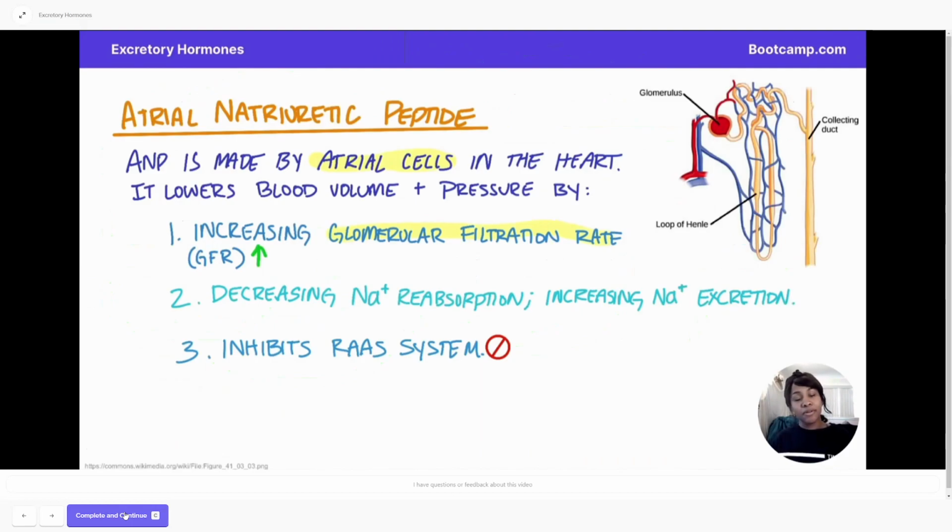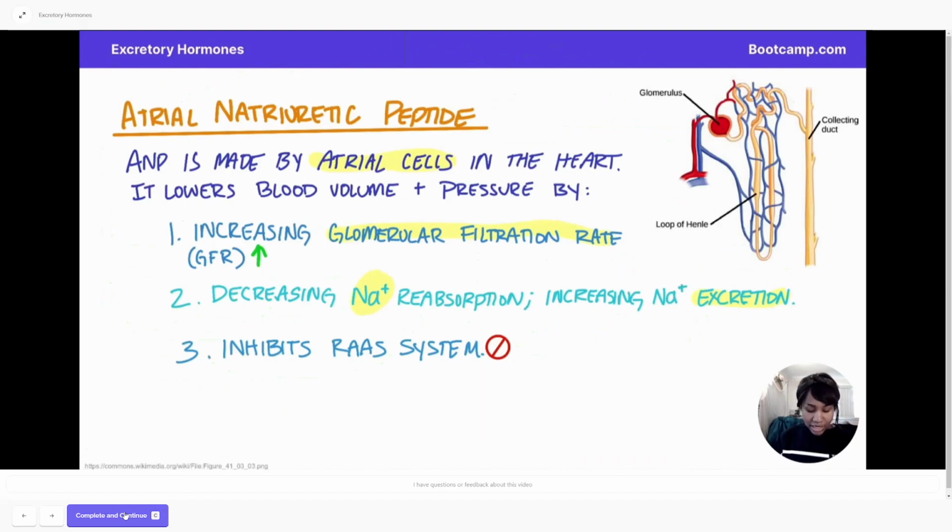Again, we're going to see the importance of sodium reabsorption. So ANP is going to decrease sodium reabsorption, meaning that the water is not going to follow the salt in this case. So if we're not bringing salt into the blood, the water won't come. And at the same time, it's going to increase sodium excretion. So we're making sure that no sodium is going to come back into the blood and possibly raise the blood pressure. In this case, we want it to be lower, so we want to excrete the sodium.